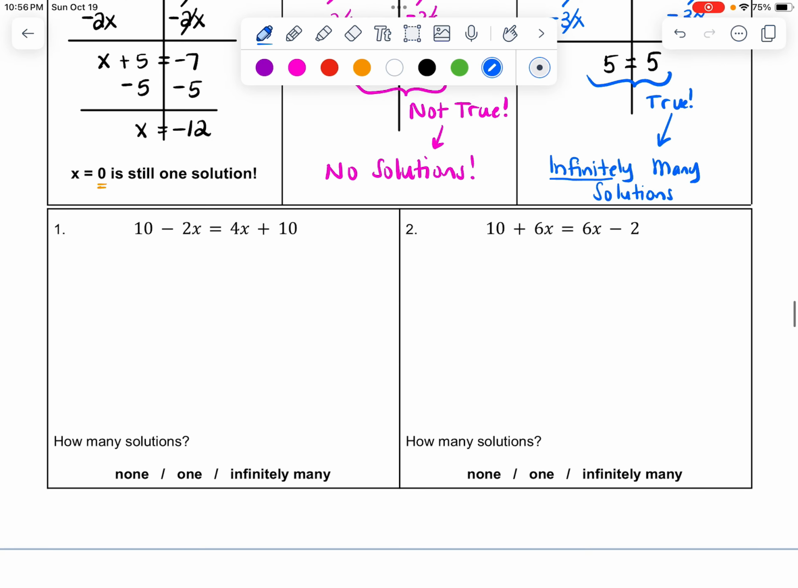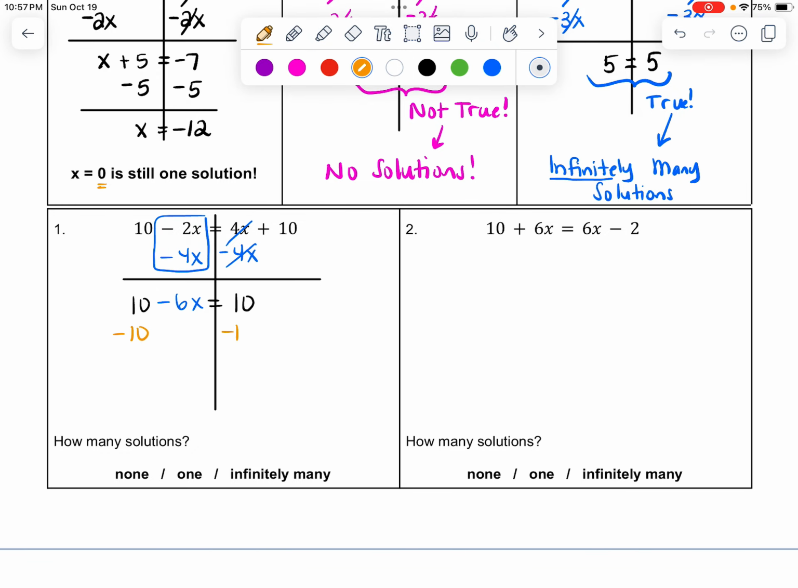So in problem number 1, if I just saw this equation, I would just try to get my x's together. So I'm going to subtract the 4x on both sides. When I do that, I get 10 and then negative 2x minus 4x is negative 6x. On the right-hand side, the 4x's cancel, and so I get 10. Then I would try to get x by itself. So I would subtract 10 on both sides of this equation.